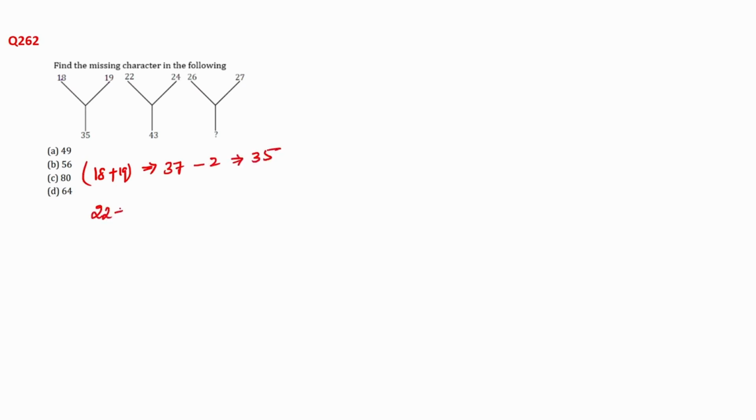Next one, 22 plus 24. The value becomes 46. But they gave 43, meaning you have to subtract 3, then only you get 43. And the next one, 26 plus 27, the value is 53, but you have to subtract the next consecutive number: 2, 3, 4. You have to subtract 4. Now you have to choose your option: 49. It's a series-based relation.